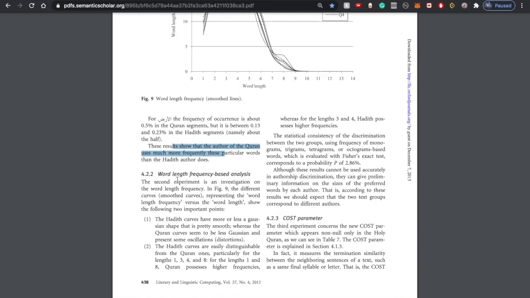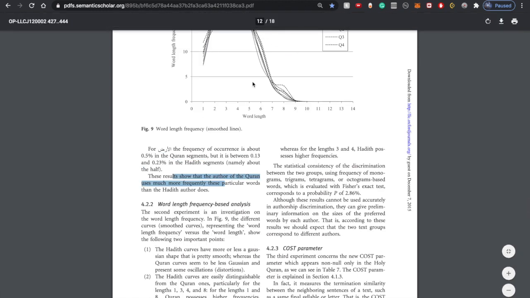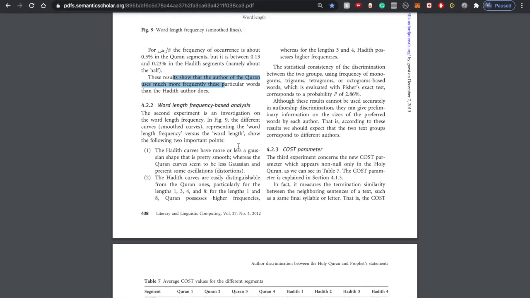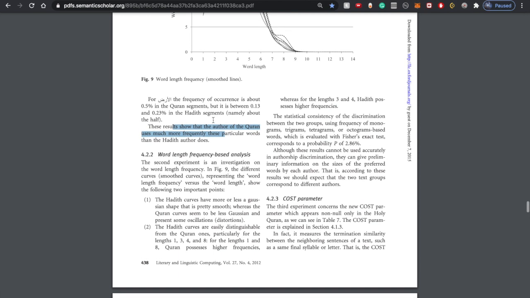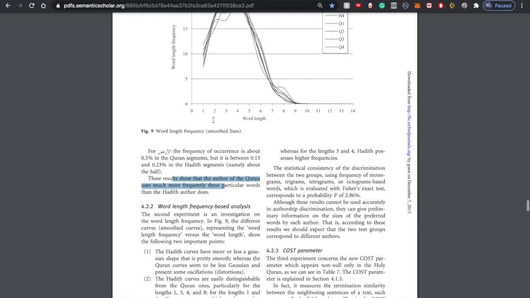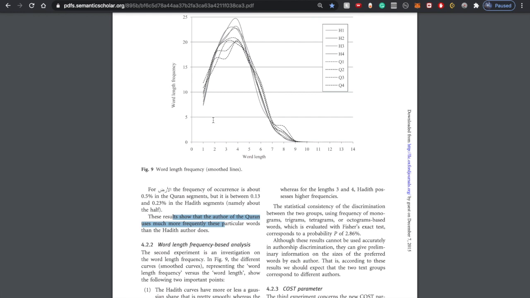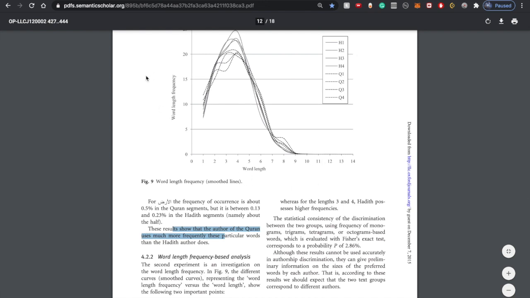Right, so the next one is the word length frequency based analysis. So the results are here. We'll look at that in a second. But basically, we're looking at in figure 9, the different curves representing the word length frequency versus the word length. Word length meaning how long a word is, and word length frequency, how often that is used. So in this case would be how often a certain word with a specific word length is used.